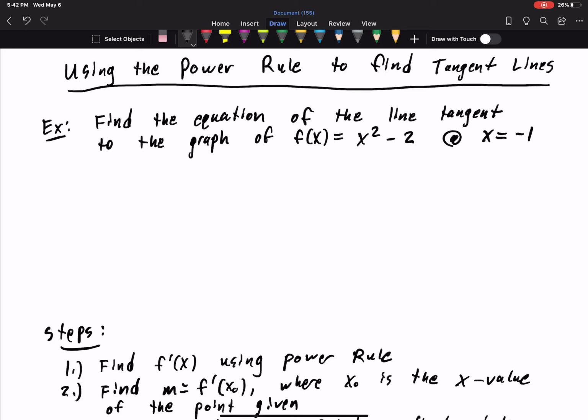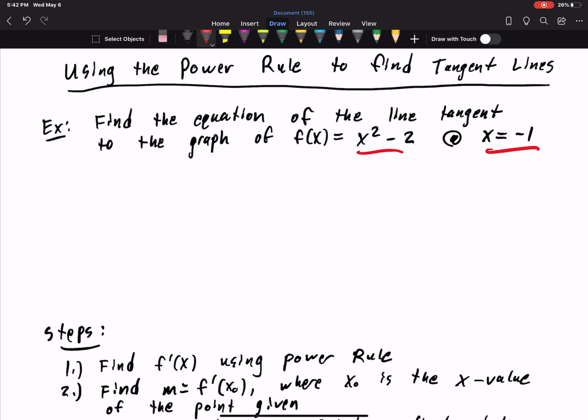In this example of finding the tangent line of a graph using the power rule, this is going to be a very similar situation compared to the last two problems, where here we are given a function, namely x squared minus 2, and we're given an x value, but we are not given a corresponding y value. All right, so we need to find the equation of a tangent line at the point x is equal to minus 1. But we need a corresponding y value to do that. So how do we find the corresponding y value?